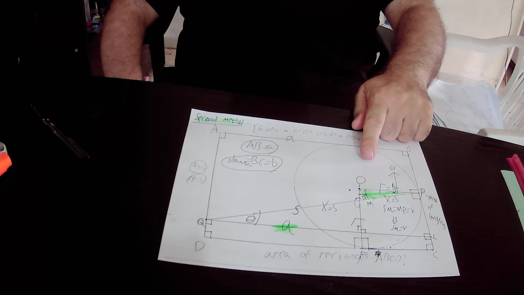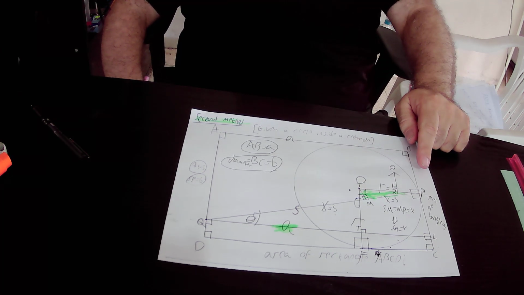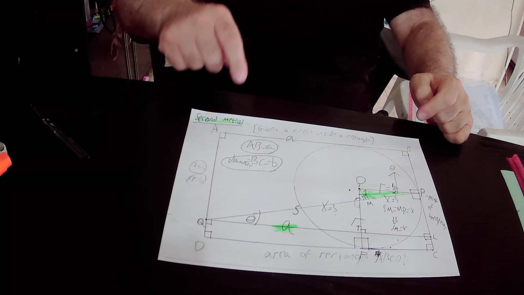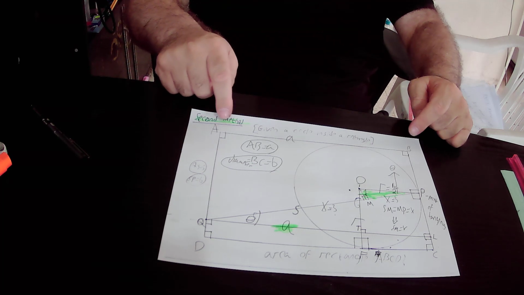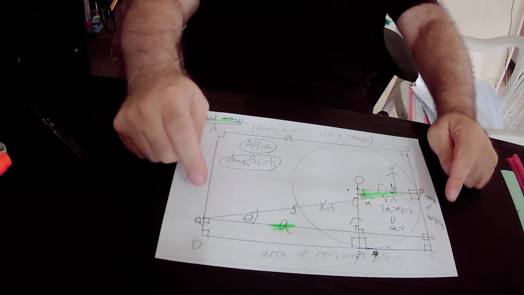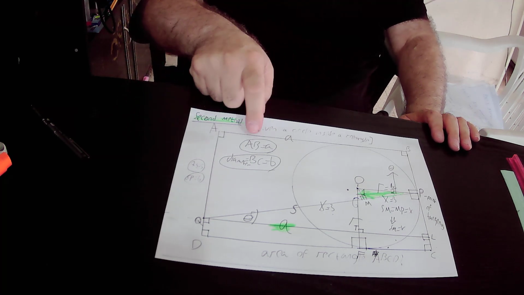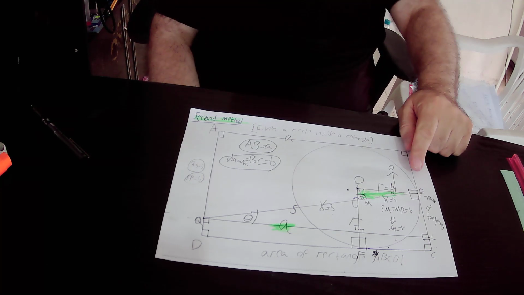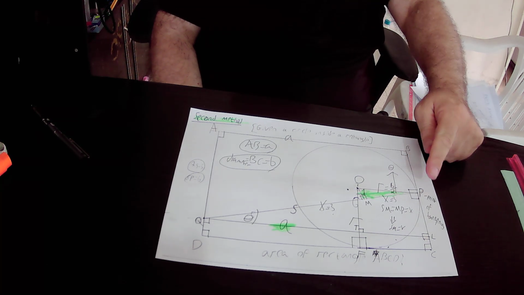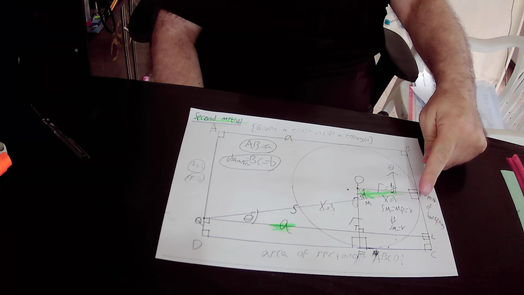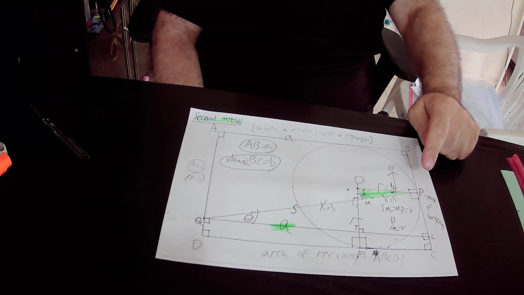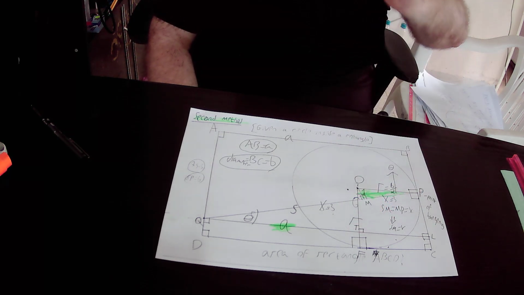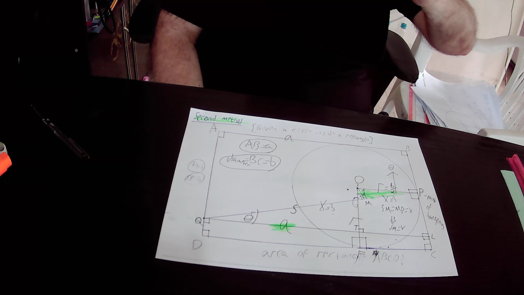Point O is the center of the circle, and point P is a point on the circle itself, therefore OP is the radius of the circle. We know that all the angles inside the rectangle are right angles, so all four angles here are right angles. We define AB as A and BC as B. Here this angle equals 90 degrees, and this angle equals 90 degrees according to rule number 1. This angle equals 90 degrees, and this angle also equals 90 degrees according to rule number 1.